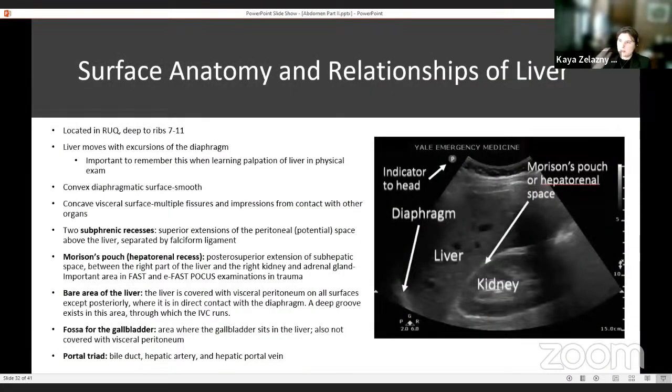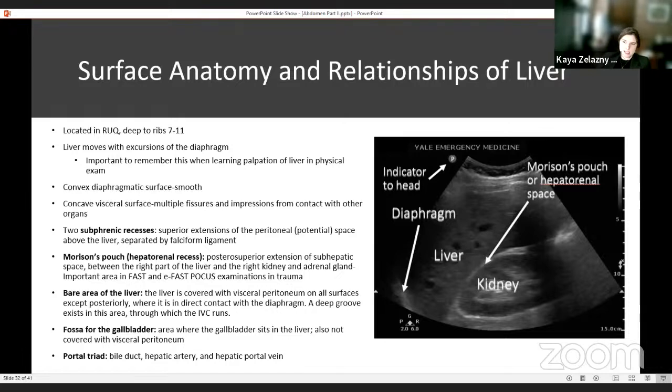So when we're thinking about the position of the liver, we're going to be in the right upper quadrant, deep to ribs 7 to 11. The liver does move, so it's sitting right under the diaphragm, basically. So as the diaphragm moves, the liver will move. So that's going to be important to remember as you're looking for it on exam, as you're learning to palpate it during exam. Now, the diaphragmatic surface of the liver is going to be convex and smooth.